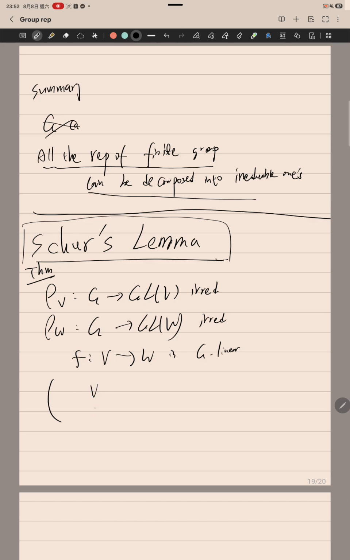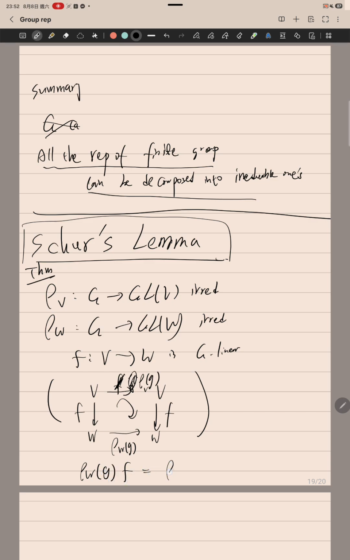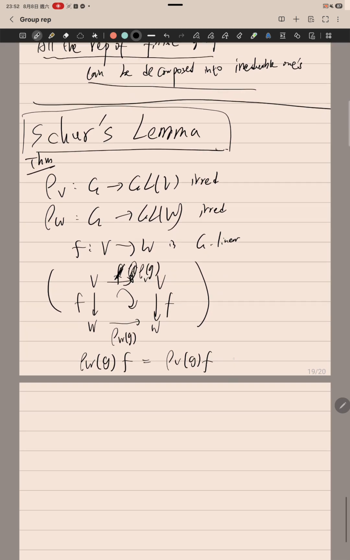Maybe use a diagram. This is f, this is rho, rho G, V, W, rho V, rho W, G, and f. If this diagram commutes, mathematically it says that rho W(g) f is the same as f rho V(g) for all g. So if f is G-linear, some people call it a G-morphism, which is a very categorical language. So these are the settings, and they are irreducible.